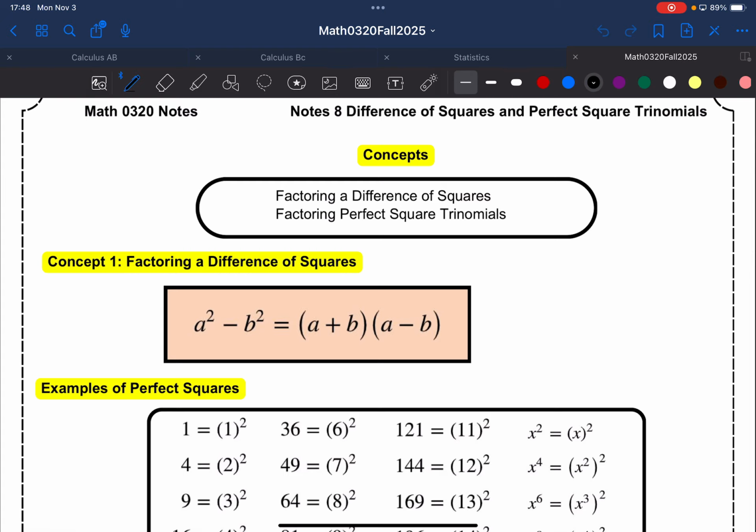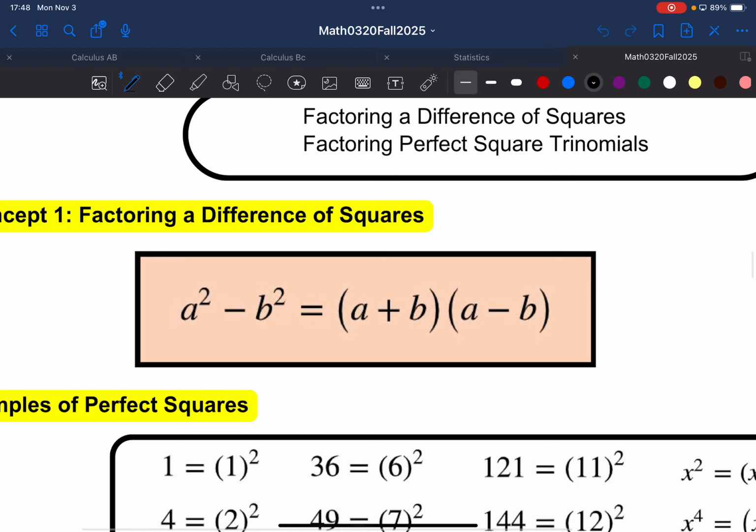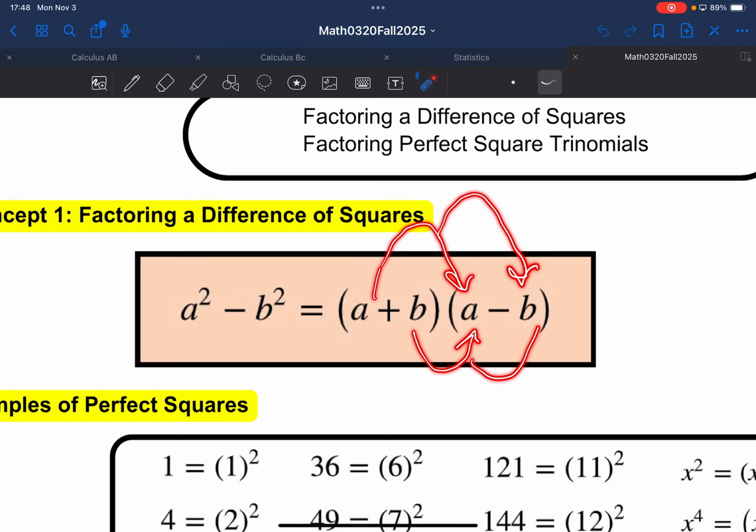So the first special case would be factoring a difference of squares. So notice in the example, we have a squared minus b squared is equal to a plus b times a minus b. So the big thing here is notice the signs are different. The reason the signs are different is because when we FOIL this together, what's going to happen is that those middle terms are going to cancel. So that's why we're only left with the first term squared and then the last term squared.